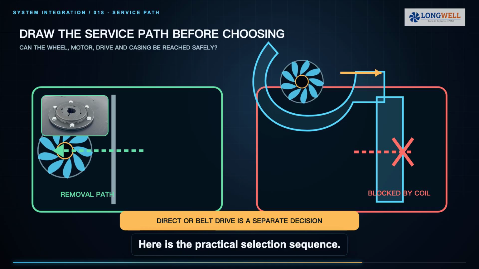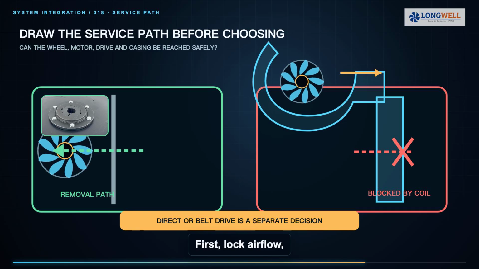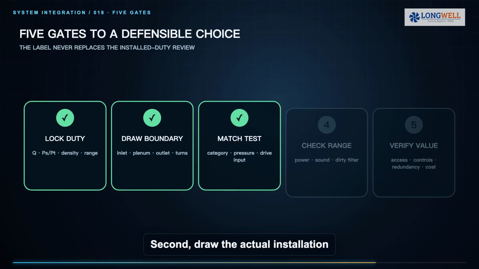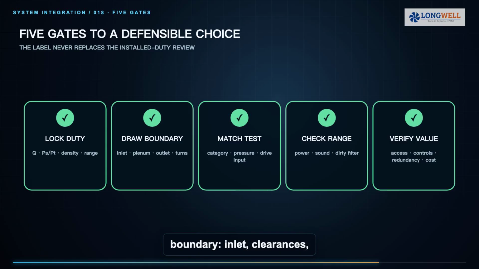Here is the practical selection sequence. First, lock airflow, static or total pressure, air density, temperature, sound limit, and operating range. Second, draw the actual installation boundary, inlet, clearances, plenum, coil, outlet, and every early turn. Third, compare tested configurations at the same duty and pressure definition. Fourth, check input power and sound across normal, dirty filter, and part load conditions. Fifth, validate access, redundancy strategy, controls, and lifecycle cost.